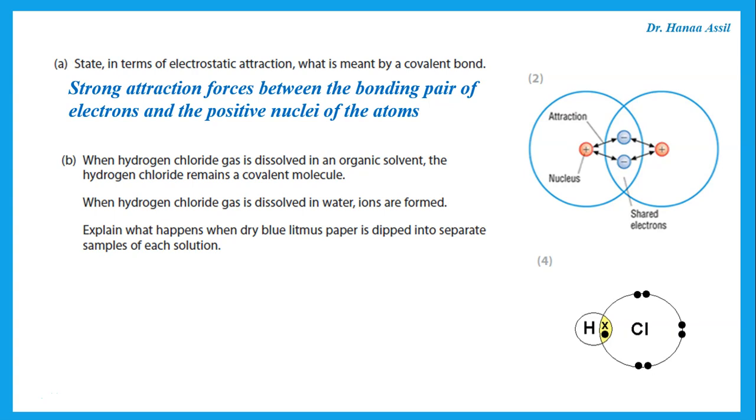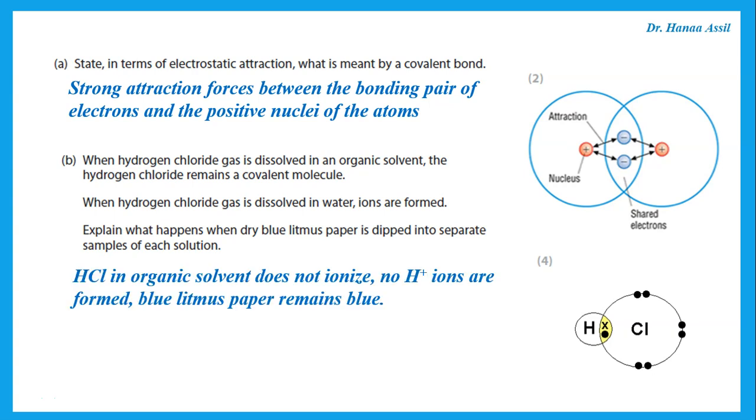Now remember that when we draw a dot and cross diagram for hydrogen chloride, we draw it like this, because hydrogen chloride as a gas is a covalent molecule in which we have sharing of electrons. Now you should know that hydrogen chloride is unique. In organic solvents, it will not ionize, it will remain HCl, no H+ ions are formed, so the solution is not acidic when we dissolve it in organic solvents, and therefore if we put blue litmus, it remains blue.